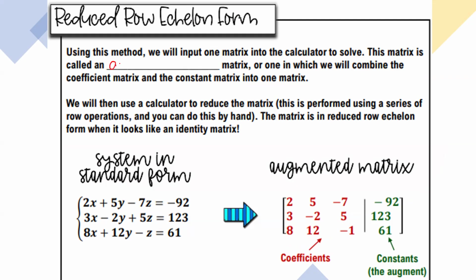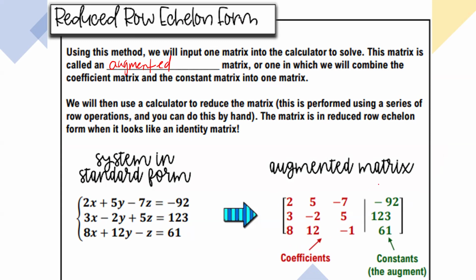An augmented matrix is one in which we combine the coefficient matrix and the constant matrix into one matrix. So instead of separating them, they're now going to be together. Notice here we have our system 3x plus 5y minus 7z equals -92 and such and such.